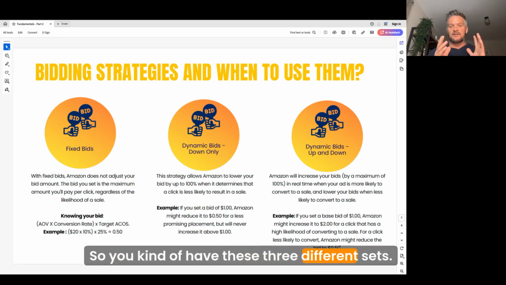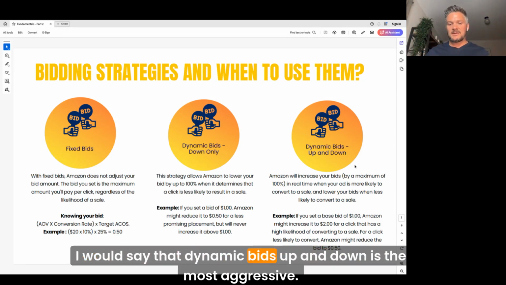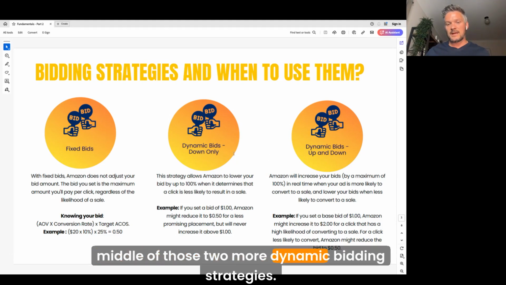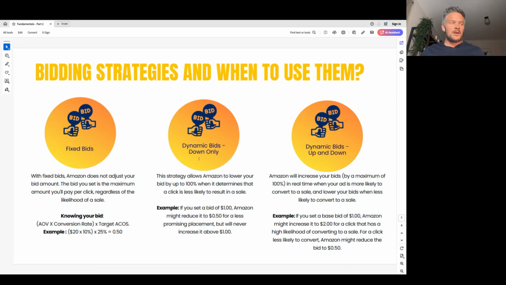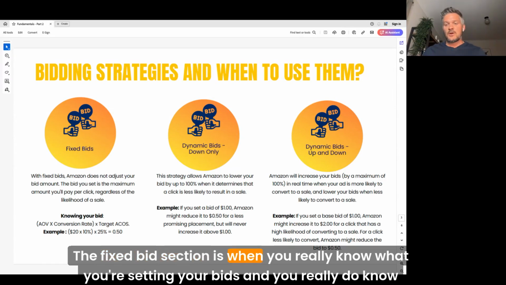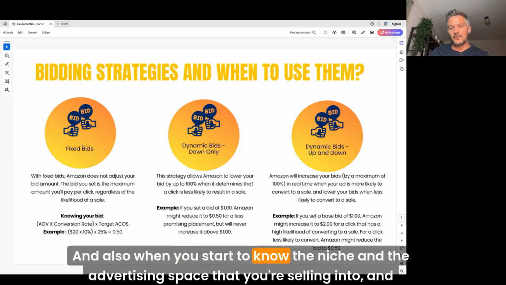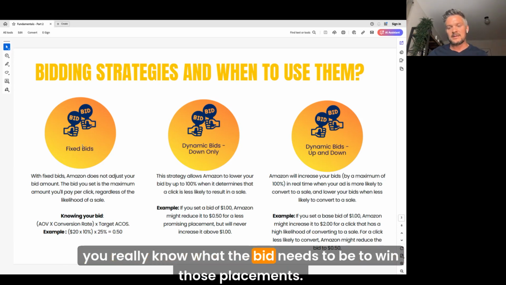So you kind of have these three different sets. I would say that dynamic bids up and down is the most aggressive. Dynamic bids down only is probably the least aggressive, and fixed bids are somewhere in the middle of those two more dynamic bidding strategies. The fixed bid section is when you really know what you're setting your bids and you really do know what they are. I'm not saying that you shouldn't know them for dynamic, but that's when you would use fixed bids. And also when you start to know the niche and the advertising space that you're selling into, and you really know what the bid needs to be to win those placements.